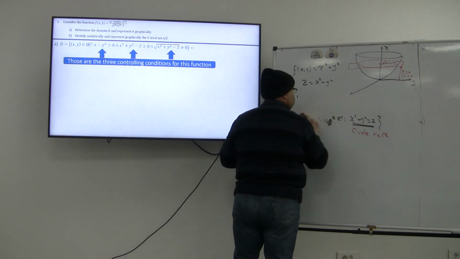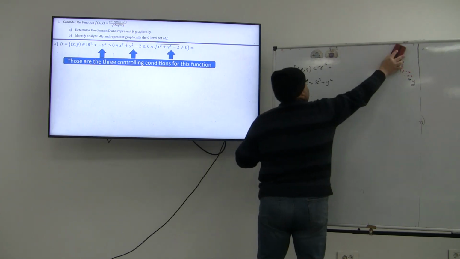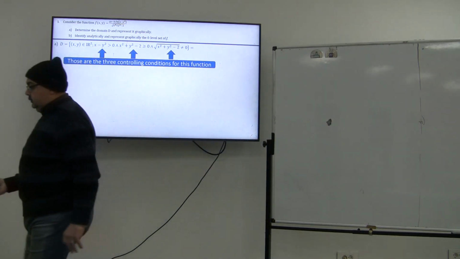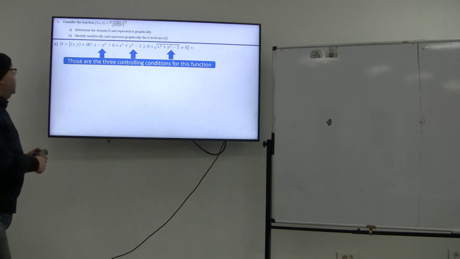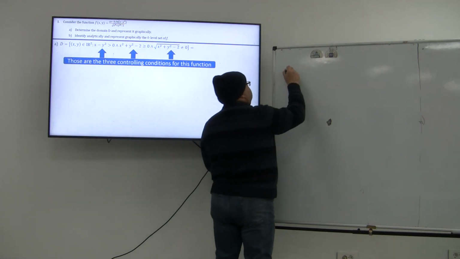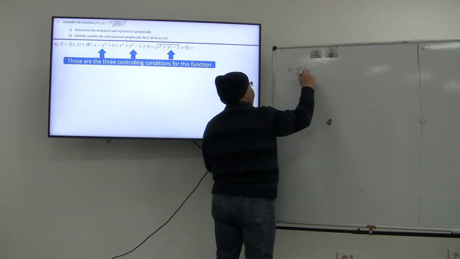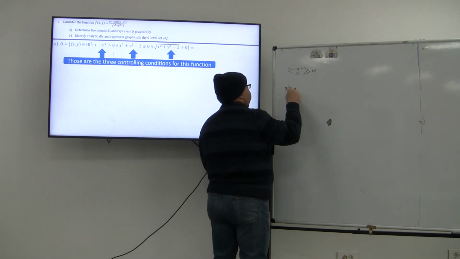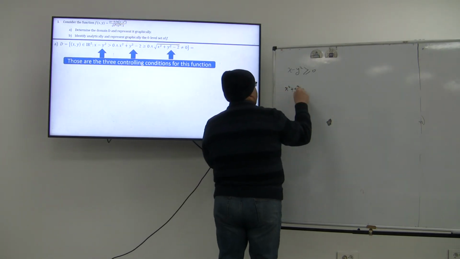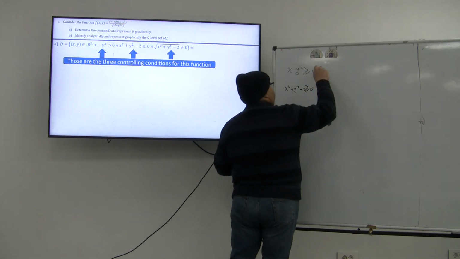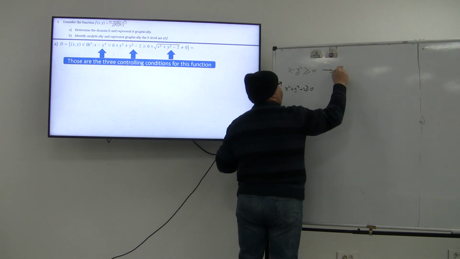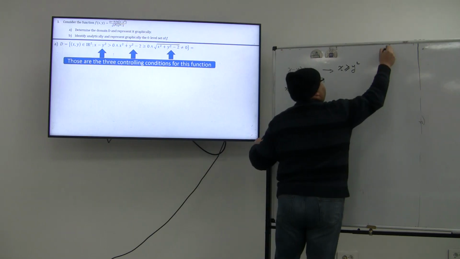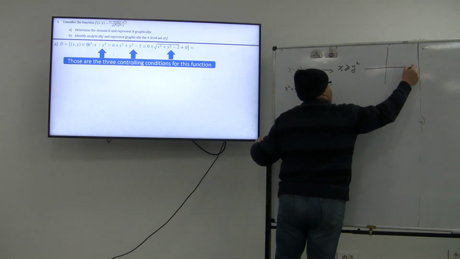Look. So I need to draw x minus y squared is greater than or equal to 0. That's the part. And x squared plus y squared minus 2 is greater than or equal to 0. This one can be done like this: x is greater than or equal to y squared, which is an equation of a parabola.